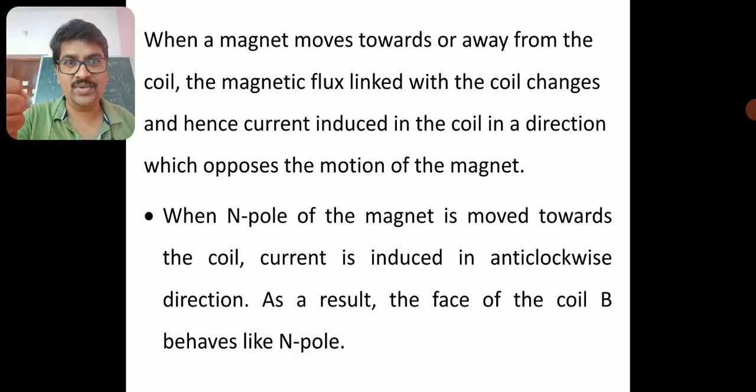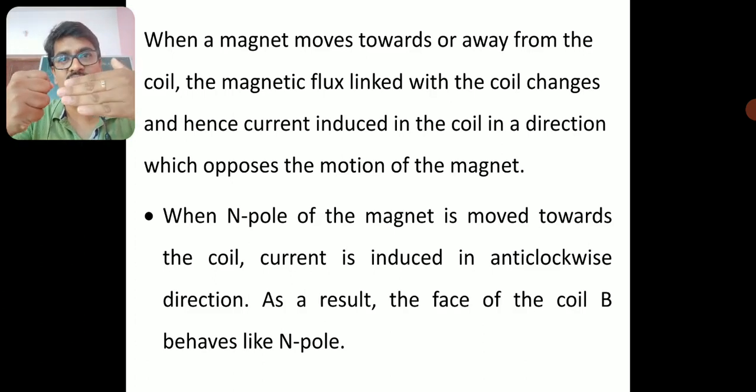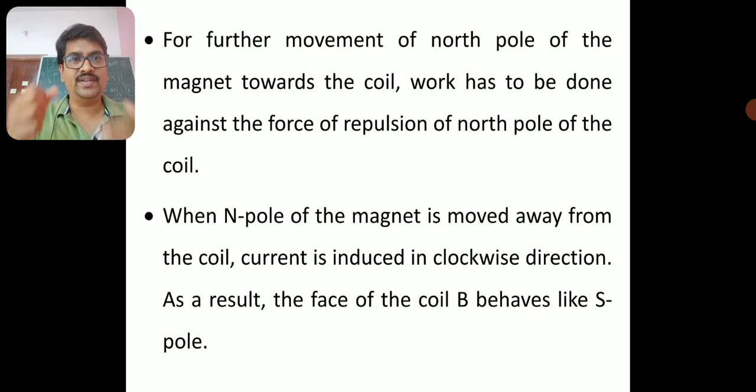How is a north pole produced in the coil? If a current flows in an anti-clockwise direction, then the face of the coil behaves like a north pole. We know this phenomenon: anti-clockwise current produces a north pole, clockwise current produces a south pole. So when the north pole is coming towards the coil, it should produce a north pole because it should oppose the movement of the magnetic north pole towards the coil. Further, if the north pole of the magnet is moved towards the coil, work has to be done against the force of repulsion of the north pole of the coil.